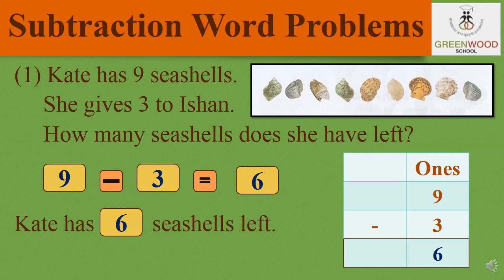Now count them. 9 minus 3. So take out 9 fingers, out of which you have to fold 3. So now we'll count the remaining fingers. 1, 2, 3, 4, 5, 6. So Kate has 6 seashells left.